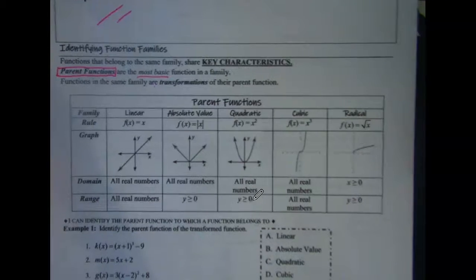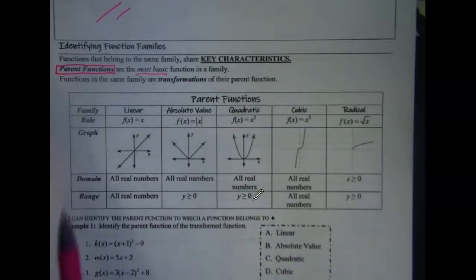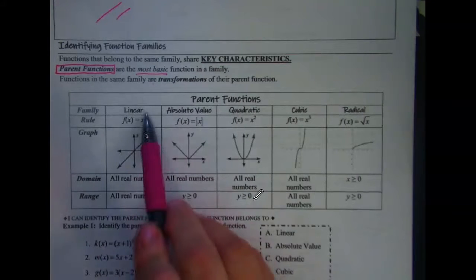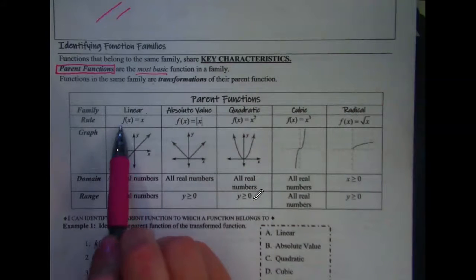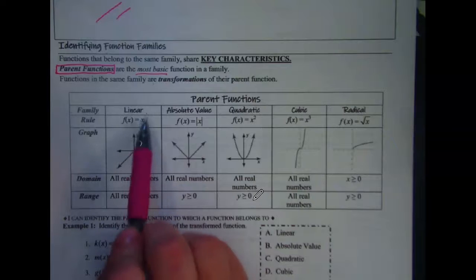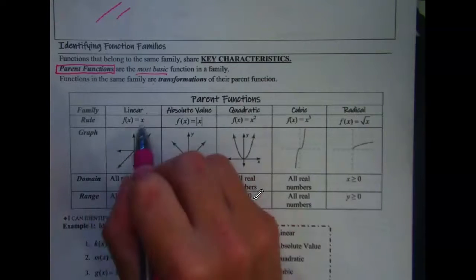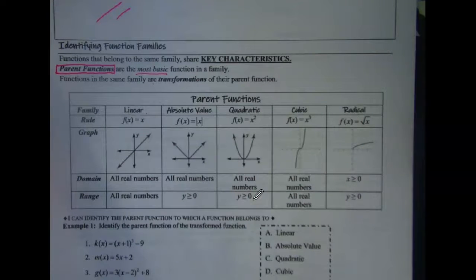Okay, so the first one, here are our functions. This is our family. We're going to look at what the rule looks like, the graph, the domain, and the range. If we look at this first one, a linear equation, it's just going to be f of x equals some x. There's going to be no exponents at all. There can be numbers after it, but the parent one looks like this, and it's just a basic linear equation. It has to form a line.